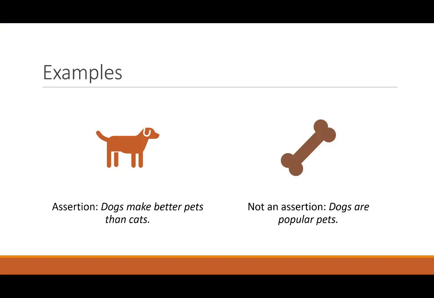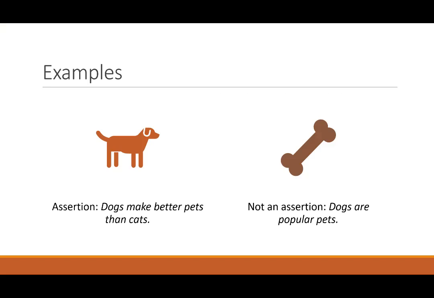So a couple of examples of this. So one assertion, dogs make better pets than cats. This is an assertion because this is a claim that you have to prove. Somebody could argue with this statement. They could easily say that they think cats are better pets than dogs. So this is where you really need to present evidence that you're going to use to prove or at least support this claim and show why you've taken the position you're taking in the paragraph.